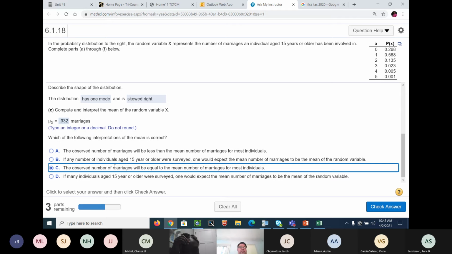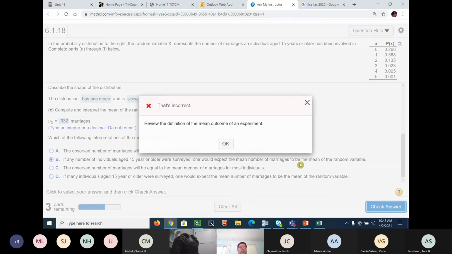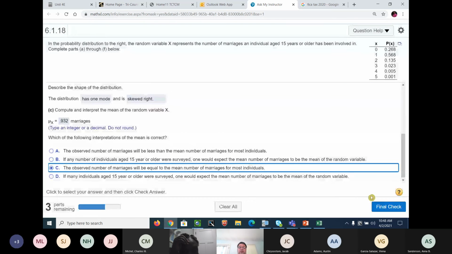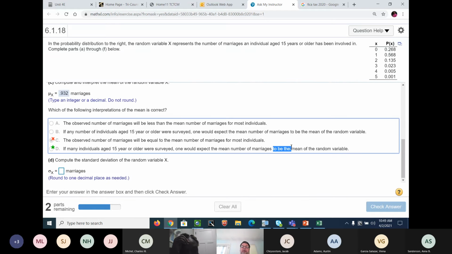The observed number of marriages will be equal. I don't like that. Will be equal to. I don't like that. Be close to, but not equal to. I'm gonna go with B. Nope. Then it might be C then. Well, I'm stupid. It is D. I didn't like D because it said, let's see, to be the mean. That's what bothered me right there. To be the mean. I'm sorry, but that just kind of bothered me.